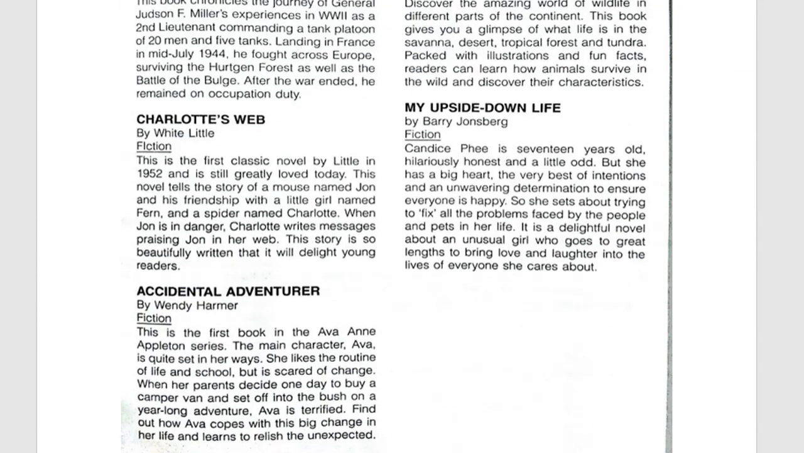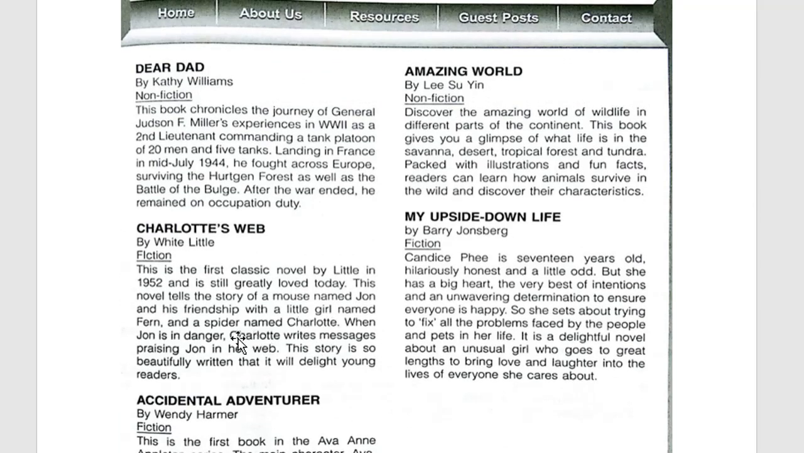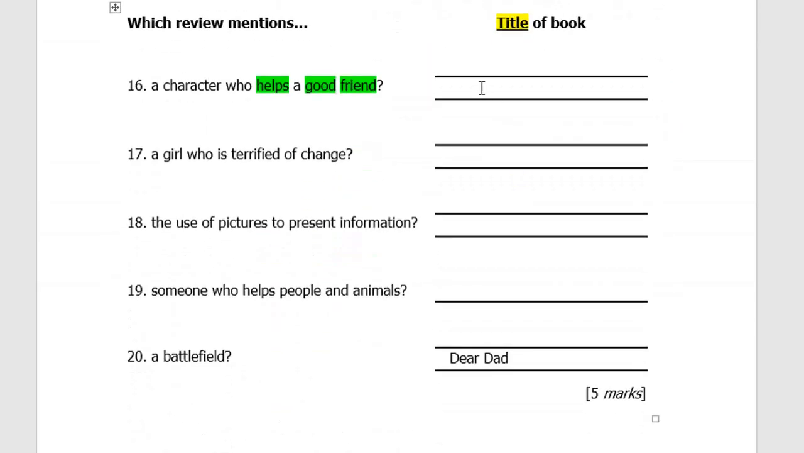Okay, definitely not the first book, not Dear Dad. What about the second book, A Spider Named Charlotte? Okay, this novel tells the story of a mouse named John and his friendship. When John is in danger, Charlotte writes messages praising John in her web. Okay, so this is how Charlotte helped John when John is in danger. How does she help or it help John? Okay, by writing messages praising John in her web. Okay, so that is a help. So the answer for number 16 is Charlotte's Web. Okay, so that is how you answer the question.